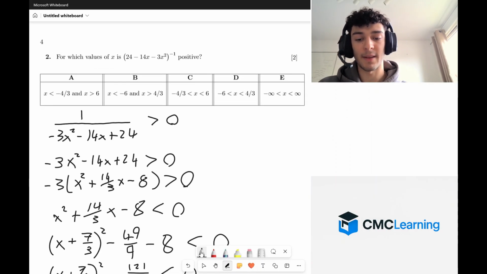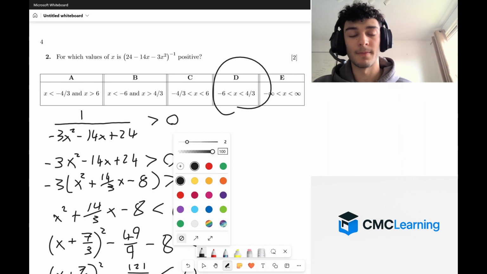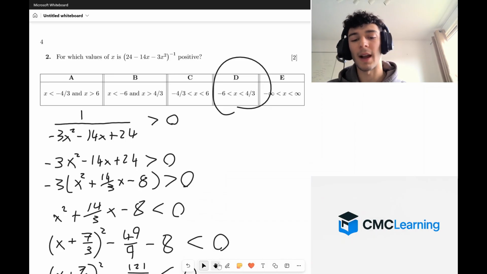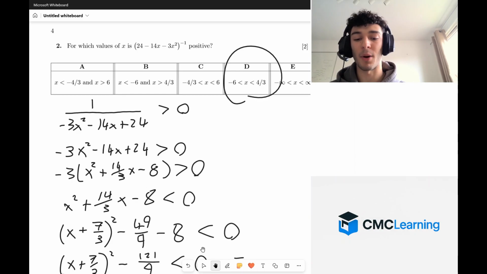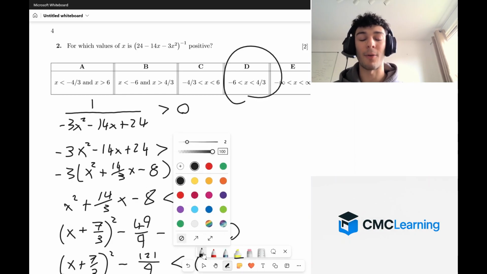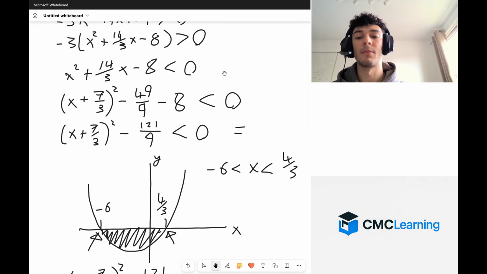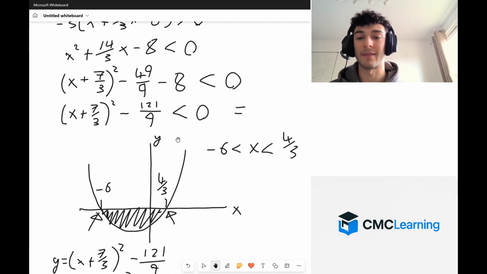So in this case, D would be the answer to this question. And this was merely done through graphical methods. I think it would definitely be a process of trying to figure out the roots of this expression. If anything, we're not really looking, like I said, for those roots. We're looking for when the denominator is either positive or negative.